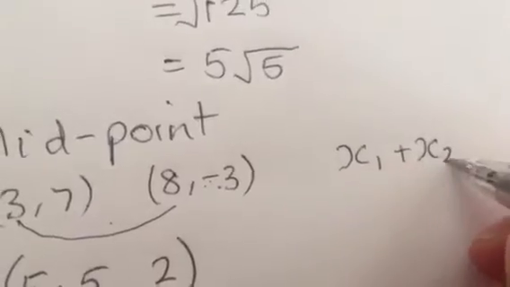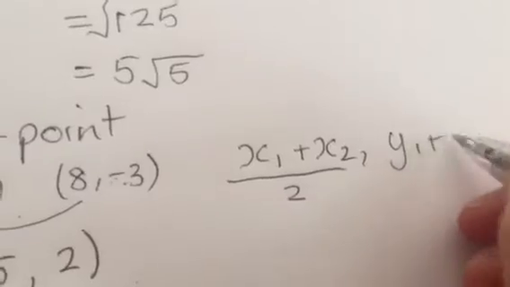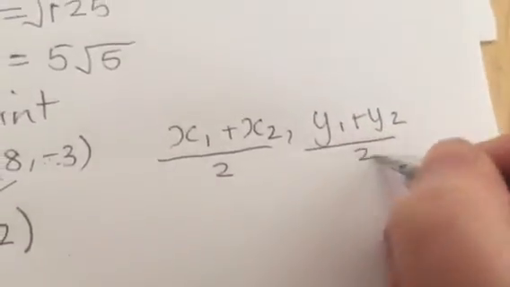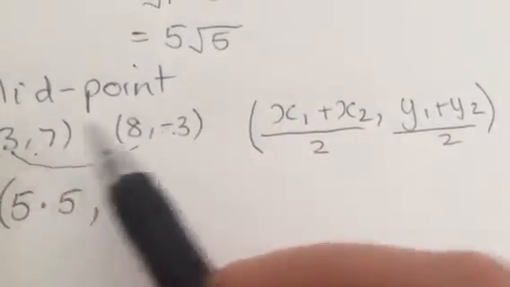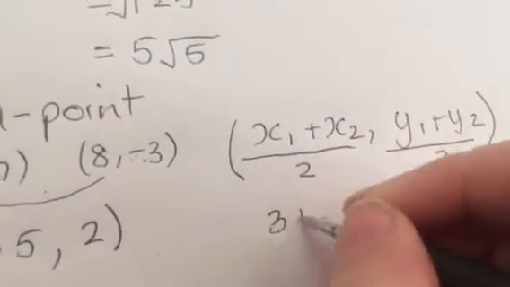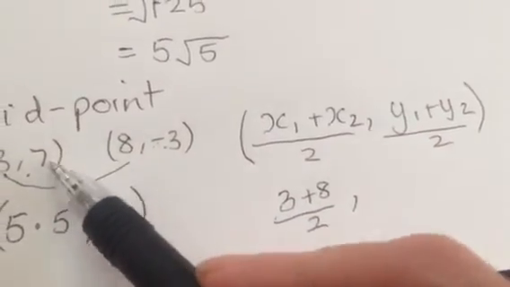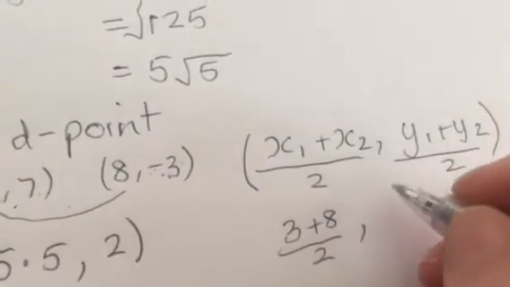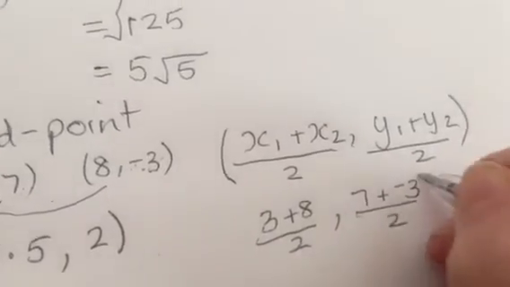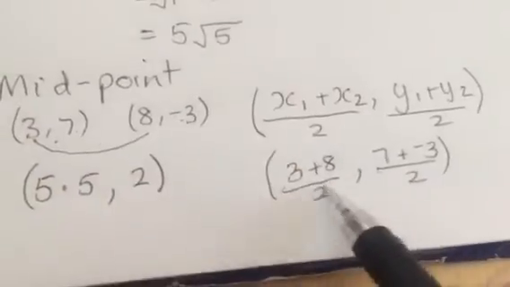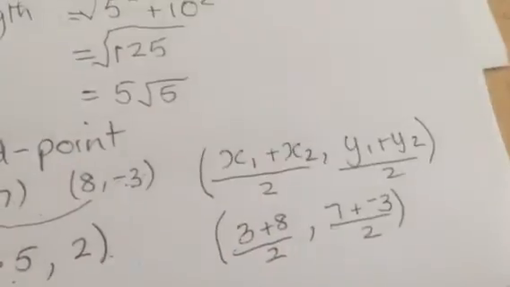Add the x's, divide by 2, and the y coordinate, add the y values, divide by 2. So that's quite a useful formula to remember for the midpoint. So in this case it would be 3 add 8 over 2, and the y coordinate would be 7 add -3, which is 4, over 2. And when you work those out, you'll get the same answers, 5.5 and 2. So this one is quite a useful formula to use.